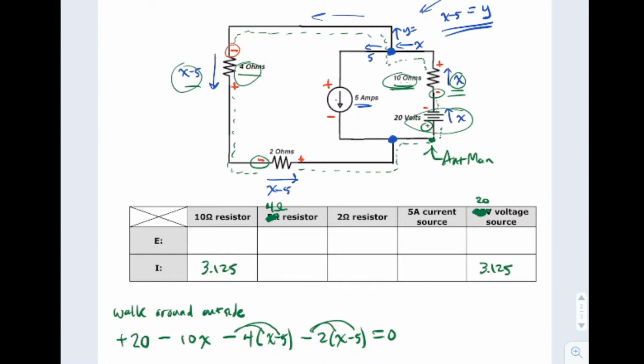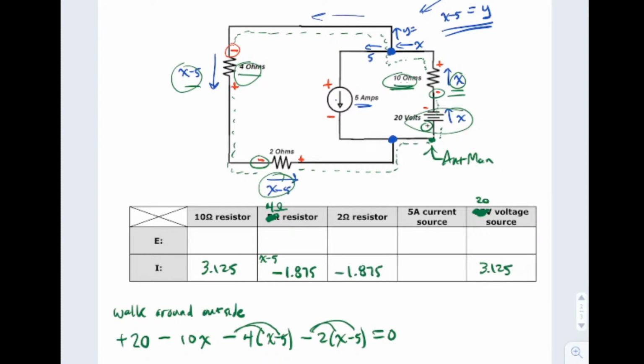So I'm supposed to go X take away 5. Now notice if you go 3.125 and you subtract 5, you get a negative 1.875. So it looks like the current's not going that way, it's going the other way. Oh well. I'm just going to leave it as a negative 1.875. The 2 ohm resistor has the same current as the 4 ohm resistor, so this is also negative 1.875 amps.